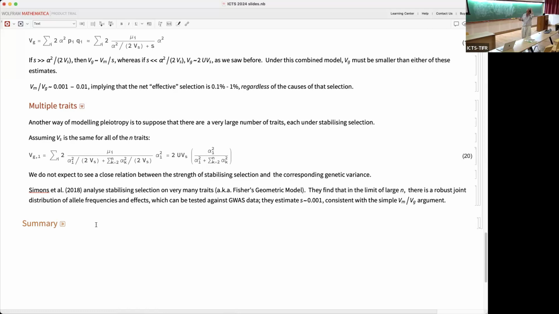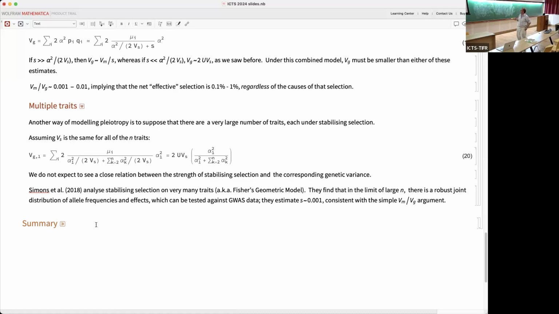And in fact, Simons et al. have made a model of stabilizing selection on very many traits using this sort of Fisher geometric model framework, using this sort of multivariate quadratic framework. And they find that in the limit of large n, under the assumption that mutations have a random direction of effect, they will have an effect on some set of traits which is random in direction. And then you find that there'll be some relation between the alpha 1 squared and all the other sum of alpha squareds. Basically, a mutation with a large effect on traits in general, that is a large radius, will tend to have a larger effect on your focal trait, but it'll be very stochastic and random. So there's a somewhat loose relationship.